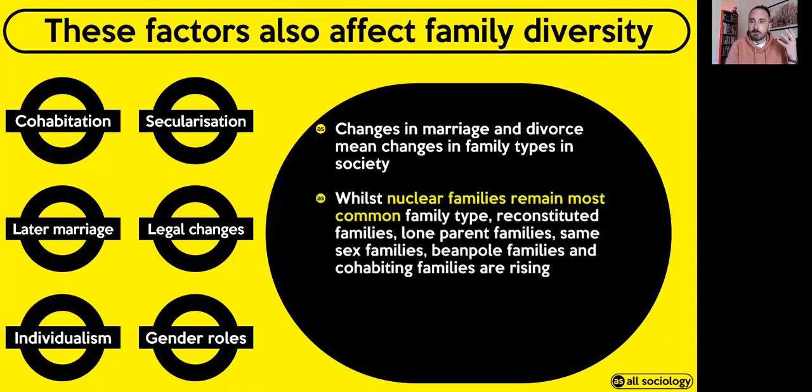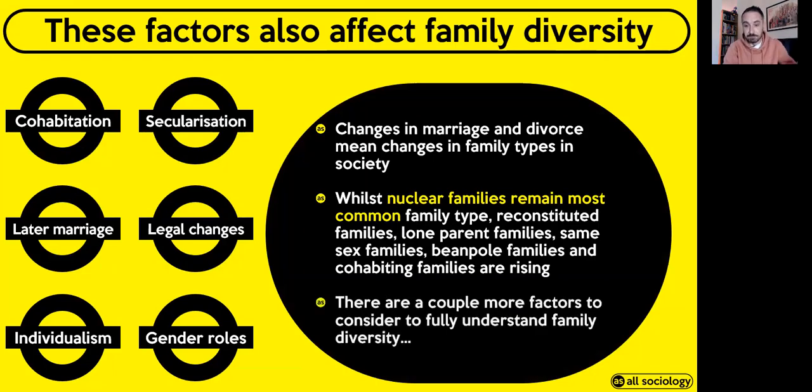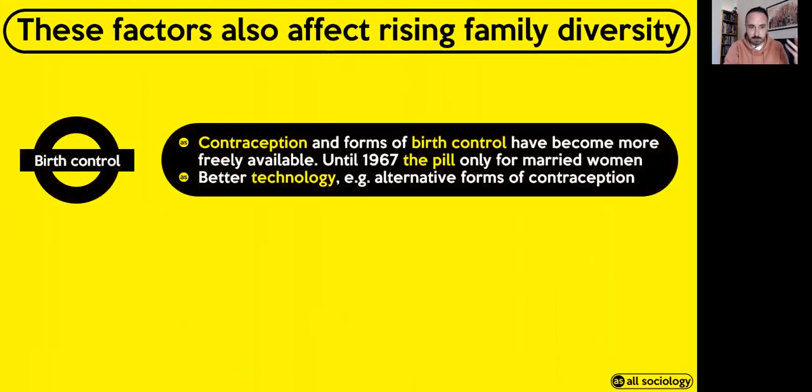And it's important to know that whilst nuclear families are the most common family type in the UK, those other families, so reconstituted, lone parents, same-sex, beanpole, and cohabiting families, are all on the rise, and they are sort of threatening the position of the nuclear family as the dominant one. But there are also a couple of extra bonus reasons that you'll need to think about to understand fully why we've got more family diversity. So by all means, use those 6 that I've gone through to talk about marriage and divorce and the changes in family diversity, but also have a think about these ones as well.